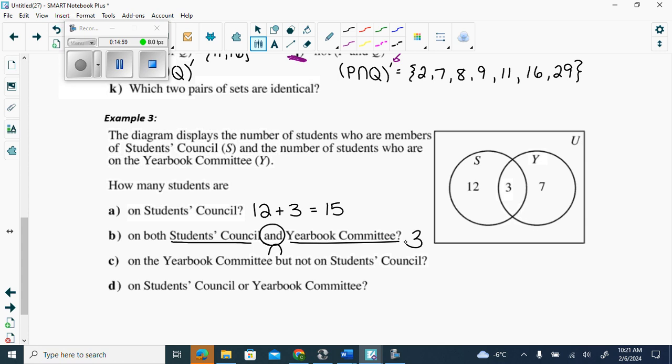Okay, the next one says, on the yearbook committee, but not student council. What's another fancy way of saying that? Yeah, so just the yearbook only. So not in the student council. So if I say yearbook but not student council, that means I want all the yearbook people, but they can't be on student council. So yearbook only, correct? So how many would that be? Yearbook and not student council would be the crescent moon.